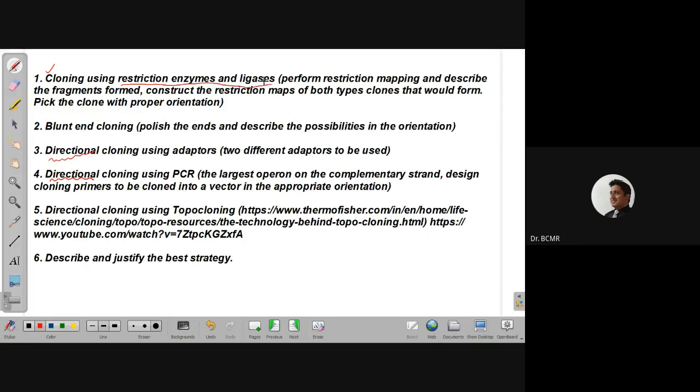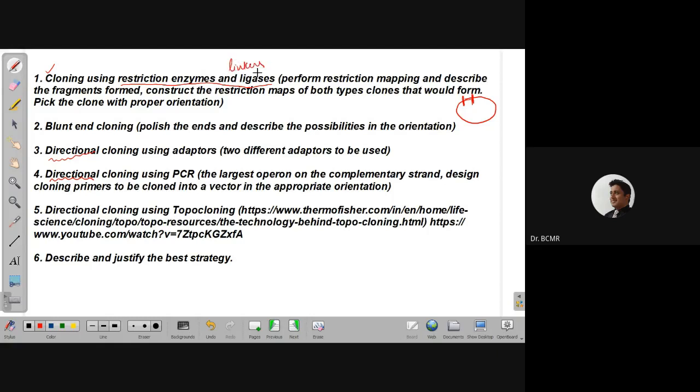A vector for each case will be described. Based on that, you will have to do the work. A vector might be given with one restriction site or multiple restriction sites, and then you will have to do the cloning using restriction enzymes, trying to find compatibility and other things. If there is no compatibility, then you may use linkers.